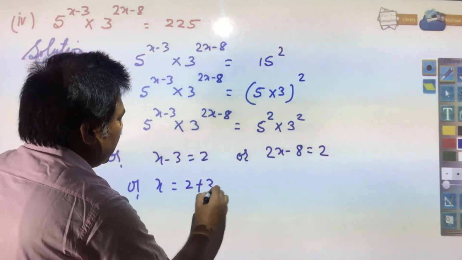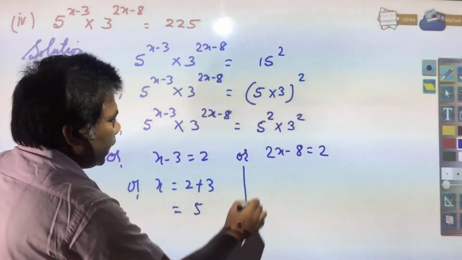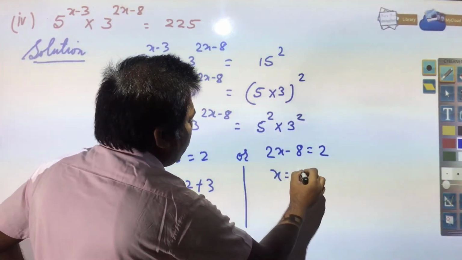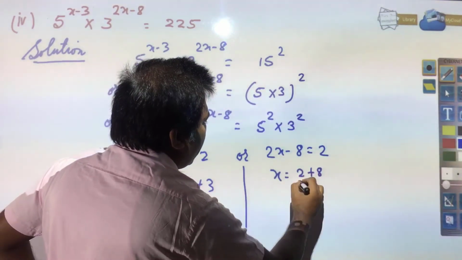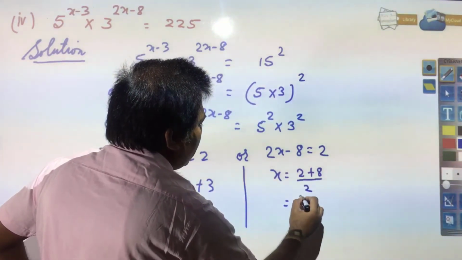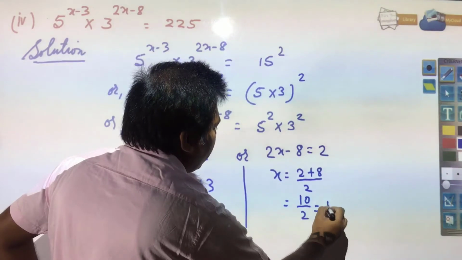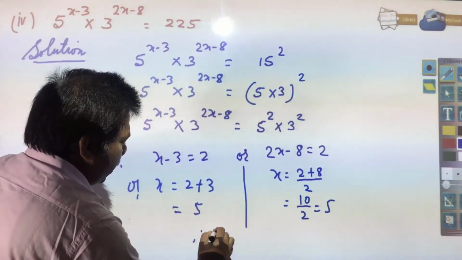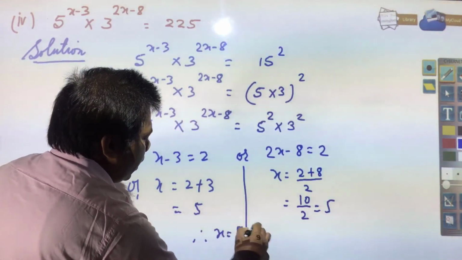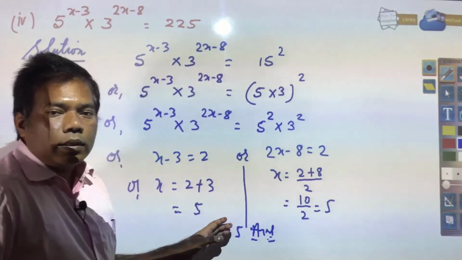2 plus 3 and that is equal to 5. In this case also x is equal to (2 plus 8) by 2, it means 10 by 2 and you will get 5, and therefore x will be equal to 5 and this will be your answer.